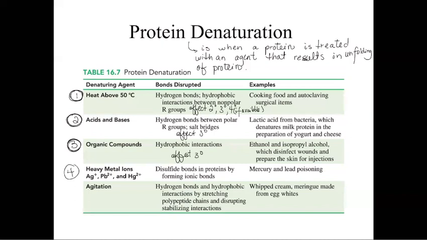The use of heavy metals. Okay, so for example, silver, lead, mercury.